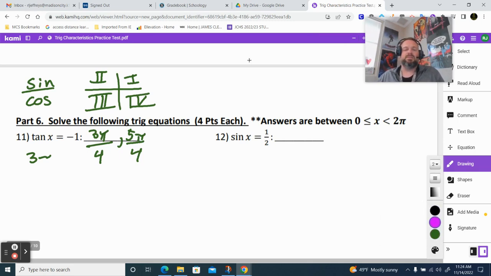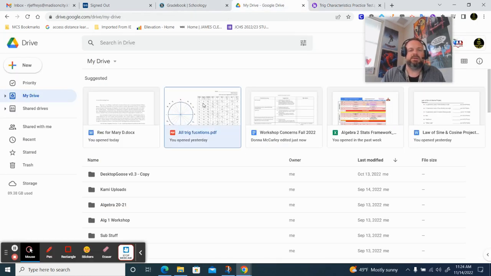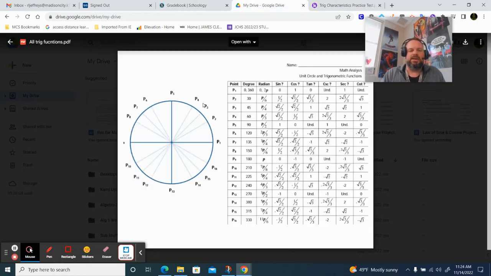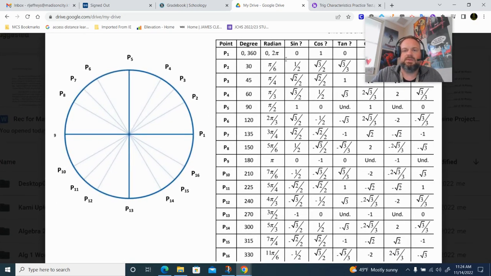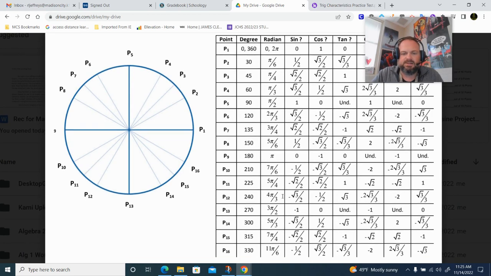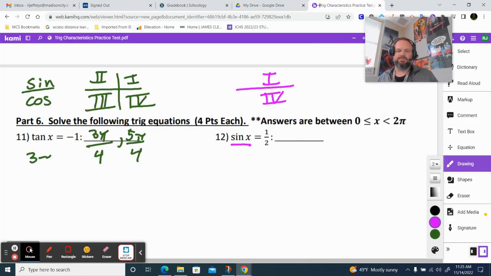All right. Number 12. Sine of x is 1/2. That has to be in the first or the fourth quadrant. Okay. Now I had something up here. Oh, here it is. This is an old thing I have. It's similar to y'all's. Okay. So when the sine is 1/2, that's going to be pi over 6. And then down here, it's 11 pi over 6. So pi over 6 and 11 pi over 6. Okay.